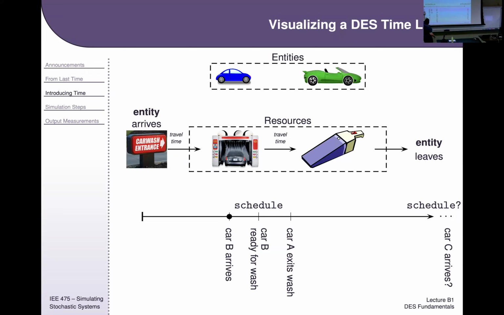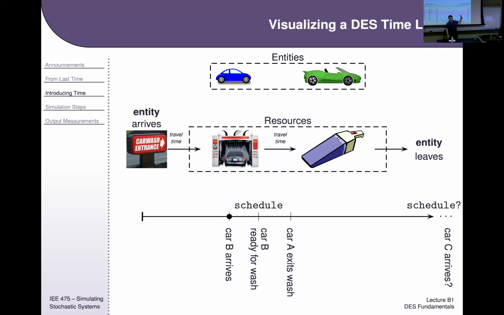So when the car B arrives, I have that transport delay. So when a car B arrives, the first thing that I do is I schedule how long it takes for it to actually get to the car wash inside the complex. So I schedule that transport delay, and then I potentially schedule when car C arrives.